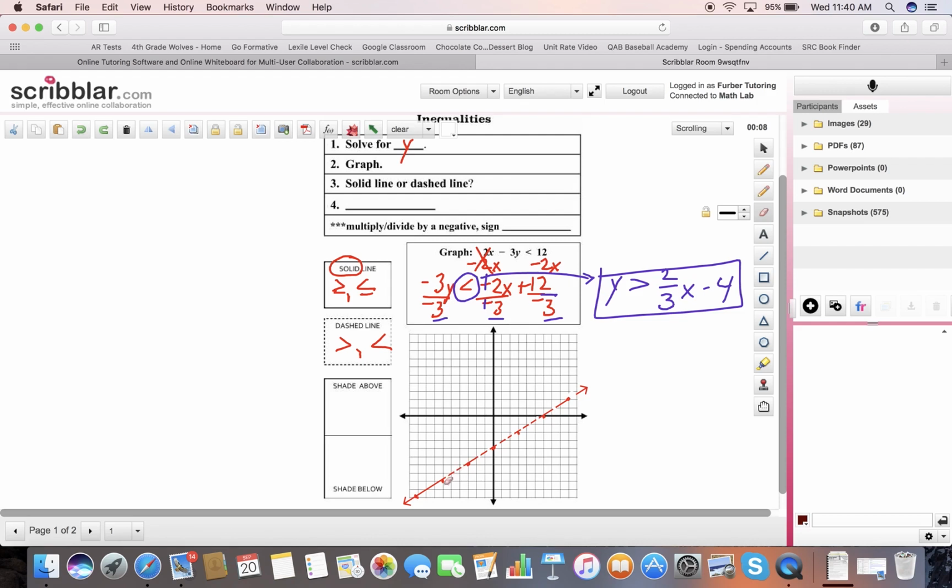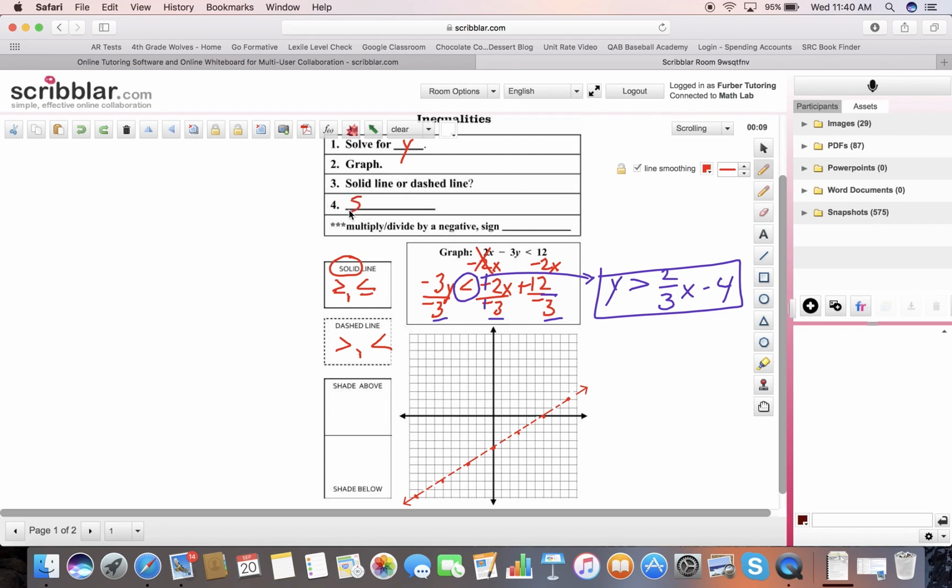When you make this on yours, you will be able to do yours from the get-go like this. So you're going to see a dotted line there, okay? Not a solid line because it does not include the solutions that are on the line. So after you decide on the line, that's what you graph when you graph the line.